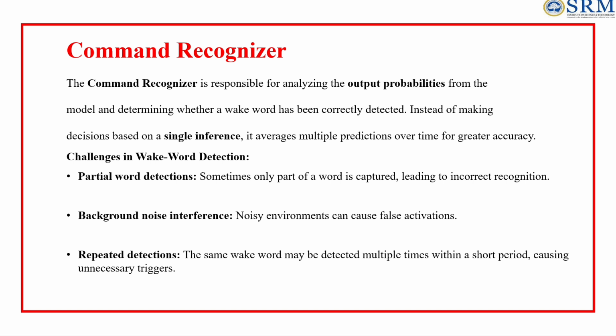However, there are challenges in word detection. Partial word detection can occur if only part of the word is captured, leading to errors. Background noise may interfere, causing false activation in noisy environments. And repeated detection can happen when the same word is recognized multiple times in a short period. The recognizer must handle these issues to deliver reliable results.